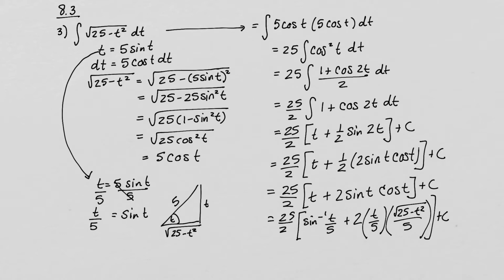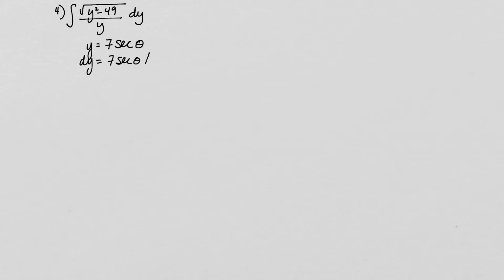So if we look at the next one people wanted to see, which was number 4. Number 4 asks for the integral of the square root of y squared minus 49 all over y dy. In this case, again, a regular u substitution wouldn't work out. So if I do trig substitution, we're going to let y be equal to 7 secant theta, which means dy is going to be 7 secant theta tangent theta d theta.